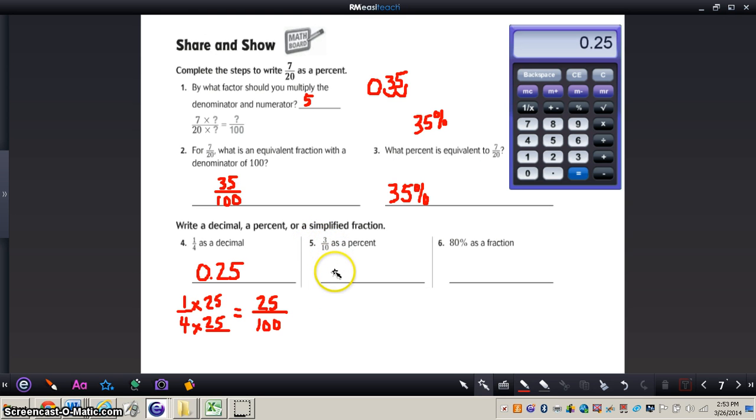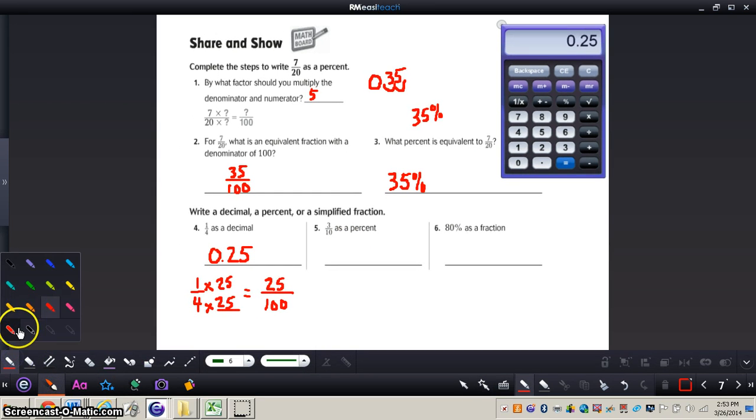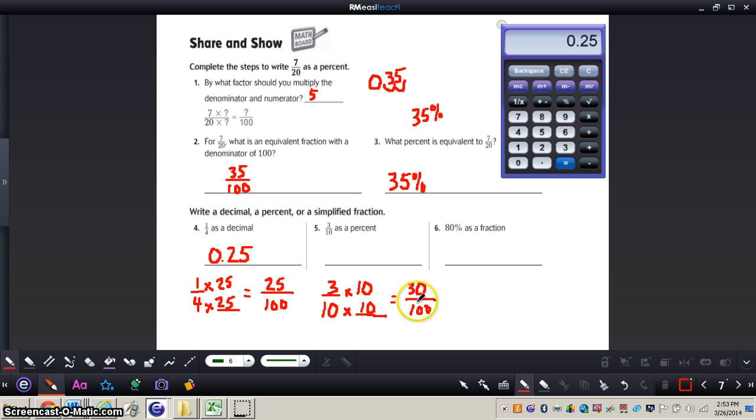Okay, number 5, let's take a look at that. Write 3/10 as a percent. Okay, so what we can do is take this 3/10 and think about what times 10 will give you 100. I know that 10 times 10 gives me 100. So since I multiply the denominator by 10, I can multiply the numerator by 10. 3 times 10 gives me 30. Now 30 hundredths also equals 30%.